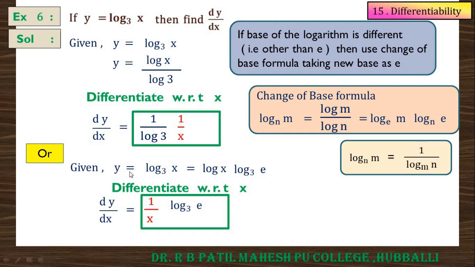For example, if you have log x to the base 7, then there is no need of using the change of base formula and then differentiation. Direct derivative: the log x derivative is 1 by x into log e to the base 7. Suppose it is composite, if this is f of x, we follow the same log f of x formula. Log f of x means 1 upon f of x, d by dx of f of x. After that, that f of x you replace by e, log e to the base 3, like that.